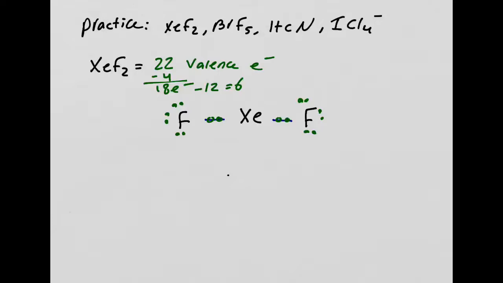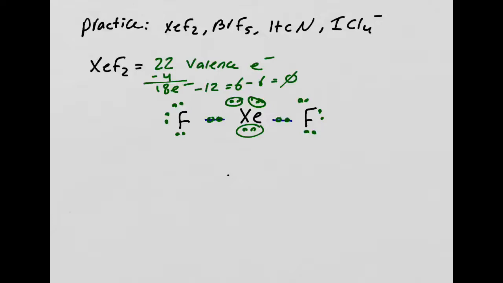What am I going to do with the 6 electrons? I'm going to add them to the center atom. 1, 2, 3, 4, 5, 6. Now I have no electrons left. So far, so good. All right, so here is my compound.